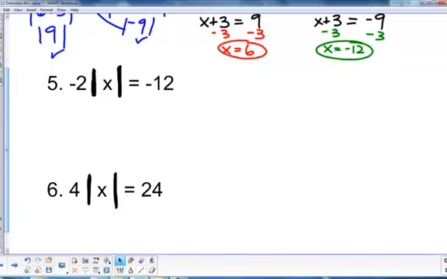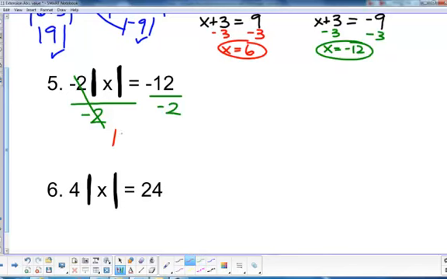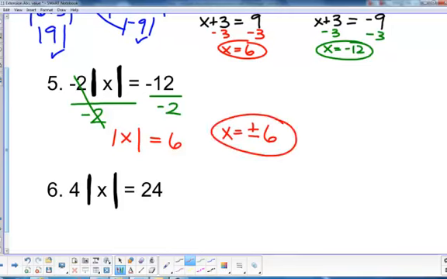In the fifth one here, before we do any sort of changing things to positive and negative, the absolute value needs to be alone. So we need to get rid of that negative 2 by dividing. A number next to a letter is multiplication. So to undo it, you divide. So now we have the absolute value of x is 6. Therefore, our answer is just positive and negative 6.